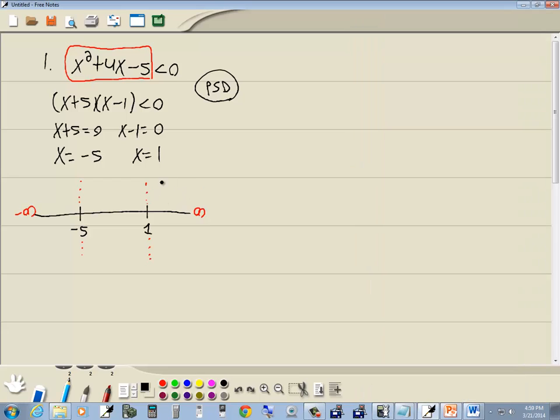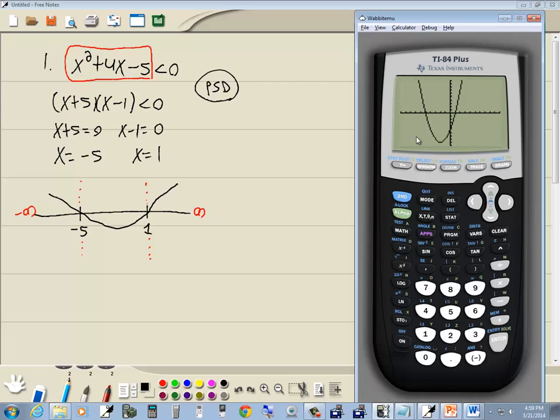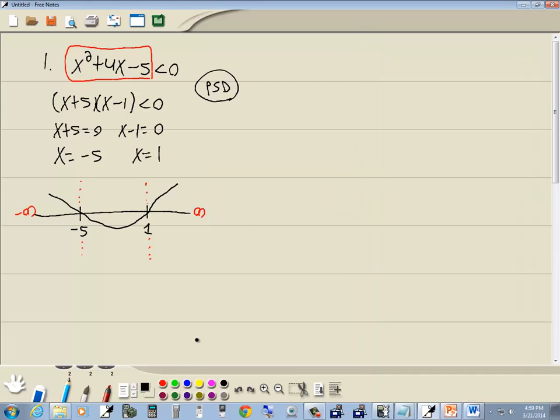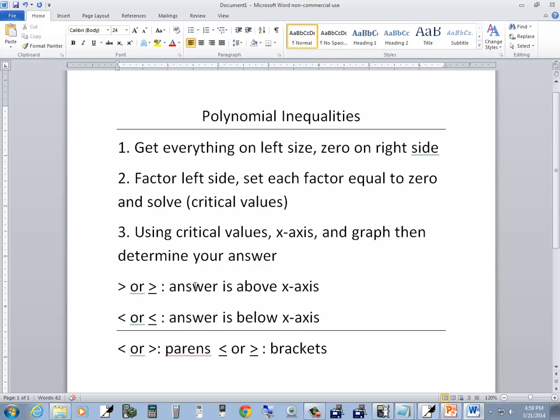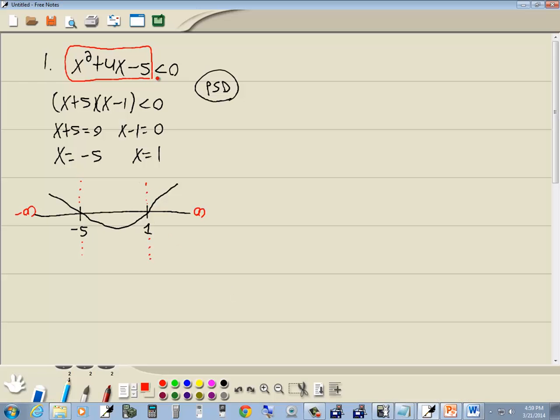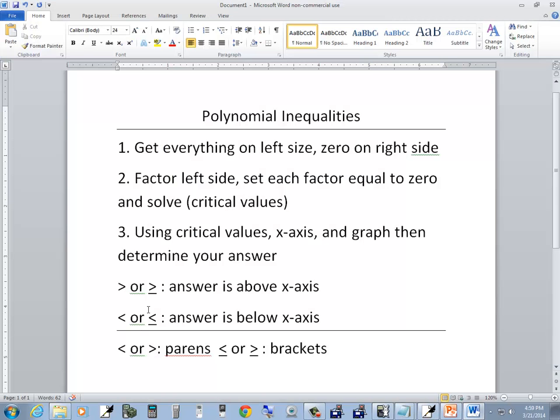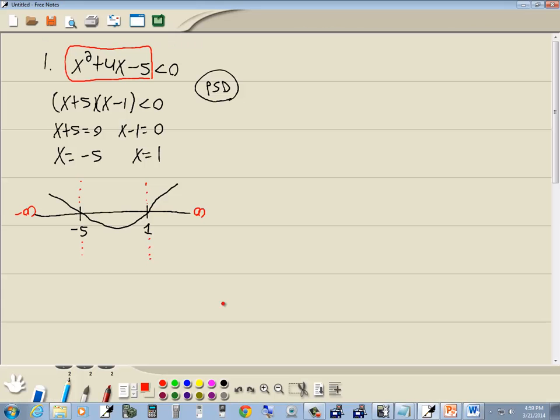Now I'm going to sketch this graph on here, and I don't care about making it precise in any form. So I just sketched it like that. So that's what our graph looks like. Okay, it says if you have a greater than or greater than or equal to, the answer is above the x-axis, less than or equal to, the answer is below. This problem is a less than. So less than says our answer is below the x-axis.